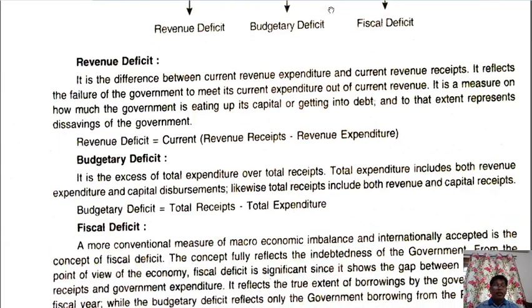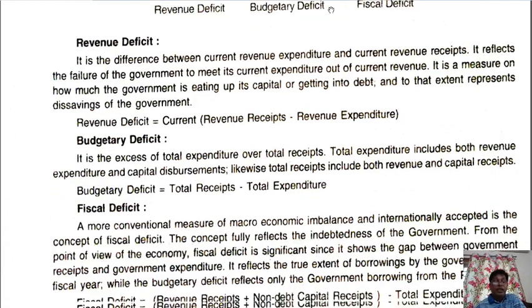Budgetary deficit. Budgetary deficit means total receipts minus total expenditure. This is the budgetary deficit. When total receipts are less than total expenditure, it is the budgetary deficit. It includes all receipts and expenditure, not only revenue or capital receipts or expenditure, but the government's total receipts and total expenditure.